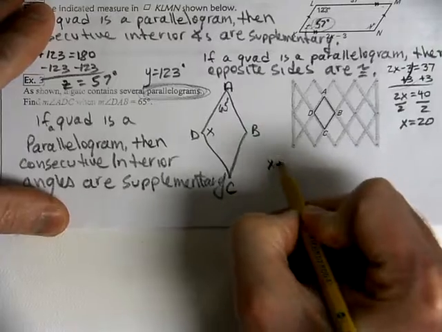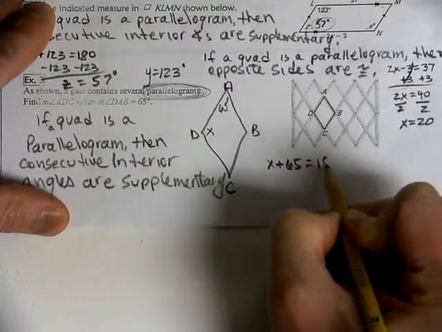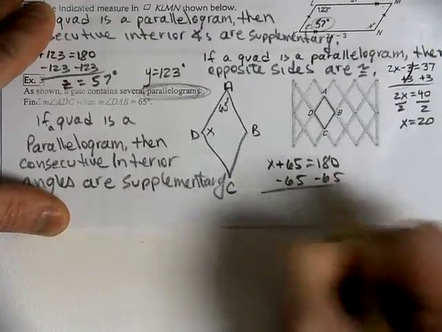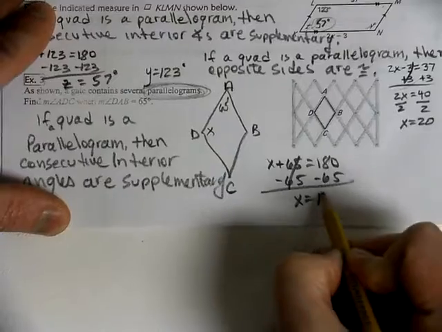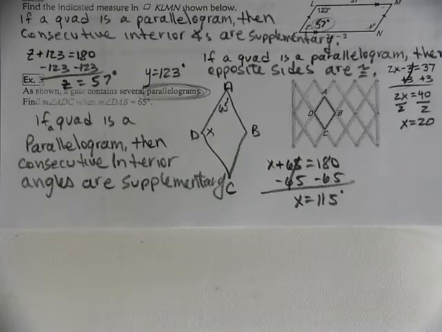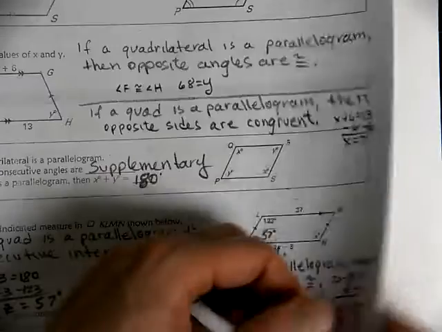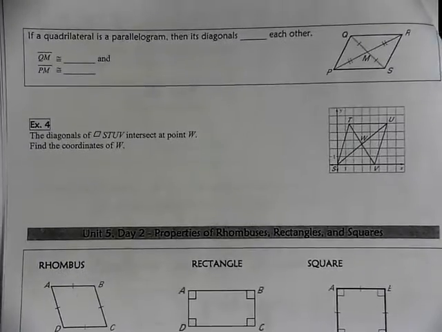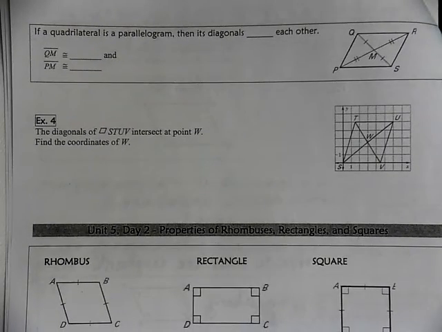So I know that my x plus the 65 is going to add up to 180. Subtract that 65 across, and I get 115. So x is going to be 115 degrees. That's using our property about consecutive interior angles of a parallelogram. All right, last one. Last property.